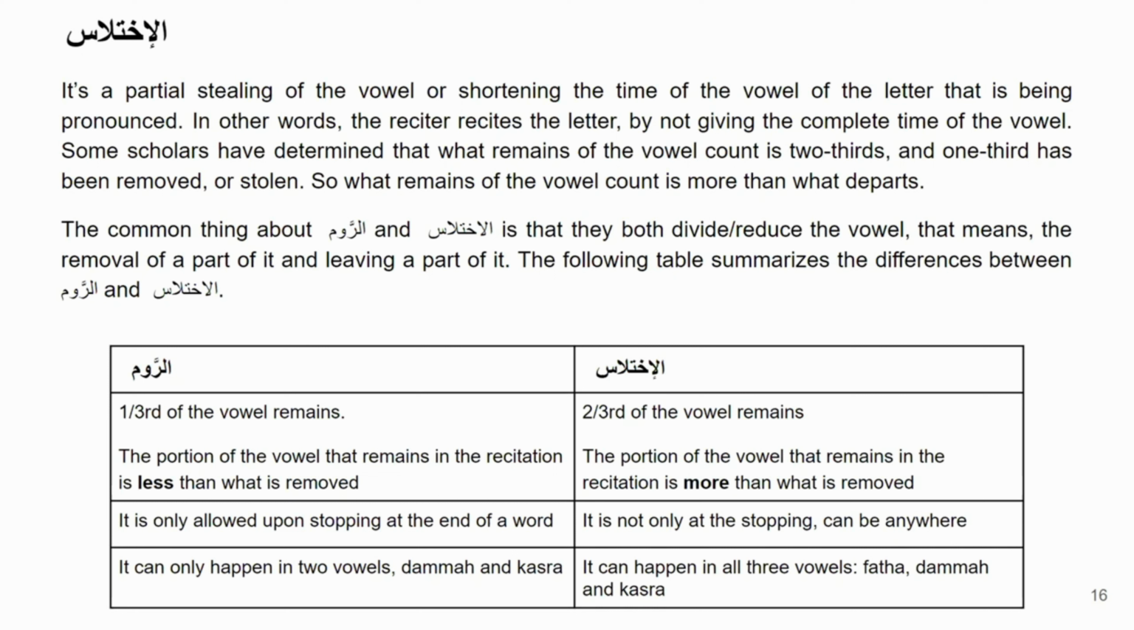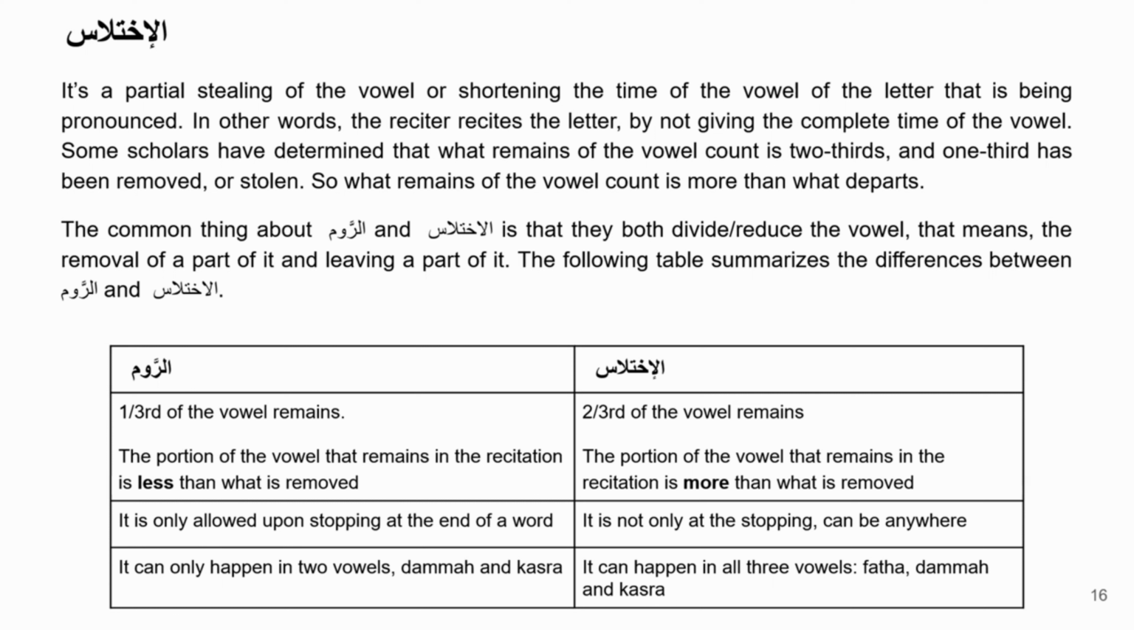The topic of today's discussion is Ikhtilaas, and since it is often compared with Rawm, it's better if we understand the concept while discussing the topic of Rawm. Ikhtilaas is a partial stealing of the vowel, or shortening the time of the vowel of the letter that is being pronounced. In other words, the reciter recites the letter by not giving the complete time of the vowel.